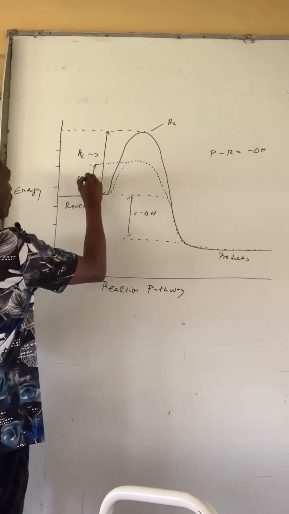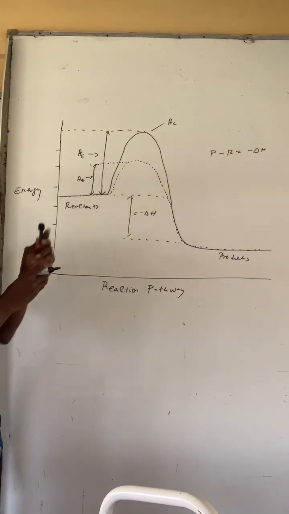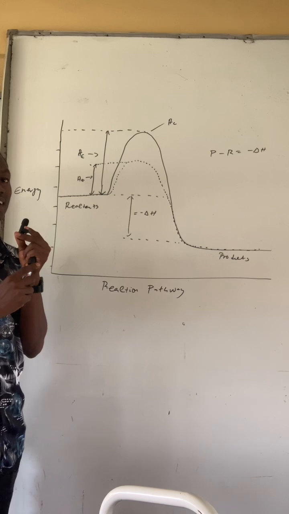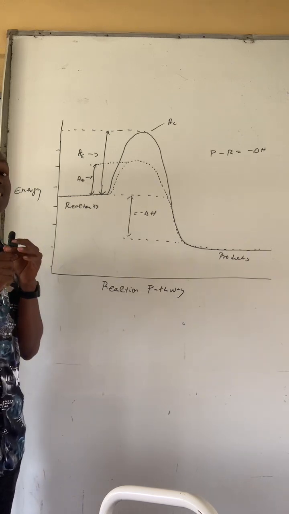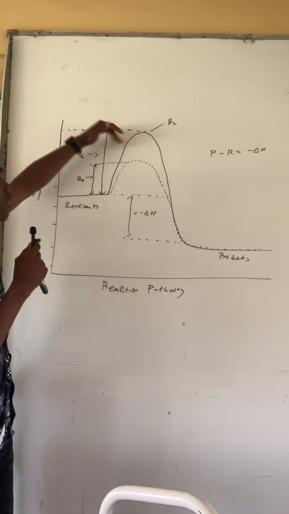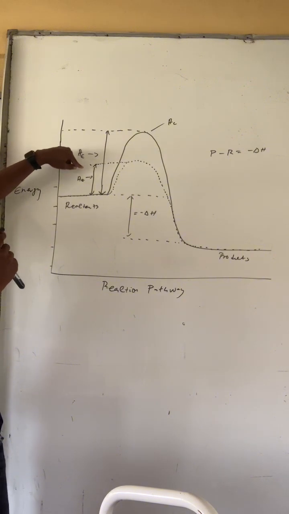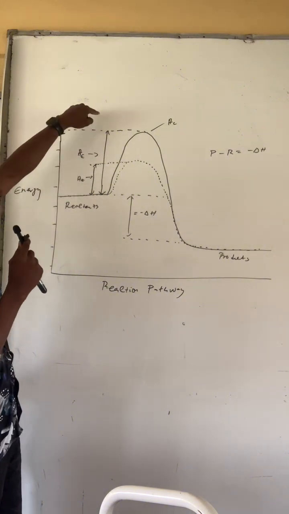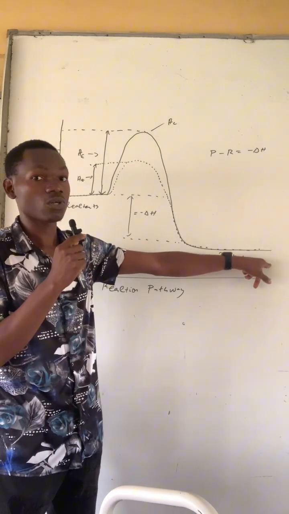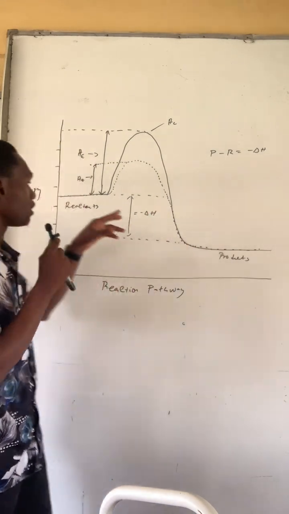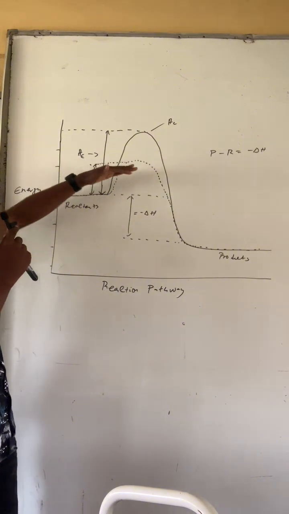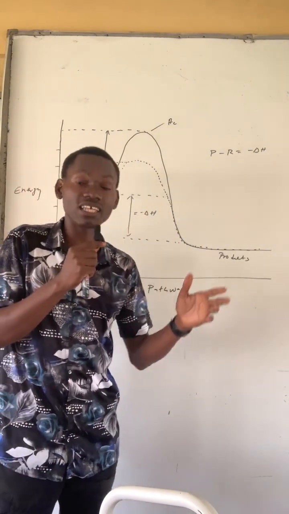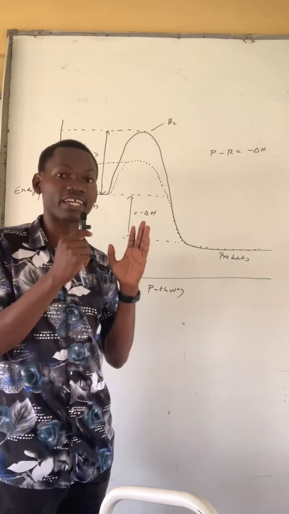So this is the activation energy with catalyst. It's smaller than the activation energy without catalyst. So what a catalyst simply does is to shorten the activation energy. Activation energy is the energy needed by the reactant in order to give us the product. So when a catalyst is involved, the energy barrier is shortened, and when it is shortened, the time of that reaction is also shortened. So catalysts alter the rate of chemical reaction.